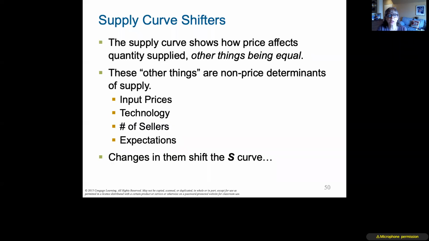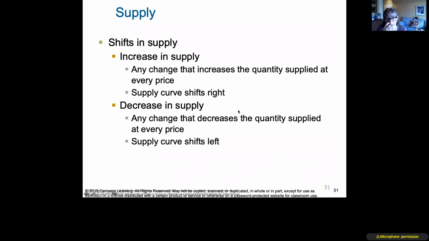So when we start to look at this, we're starting to think about things like, as we shift the supply curve, what can possibly increase the supply? So any change that increases the quantity supplied at every single price is going to shift the curve to the right. Any decrease in supply, that means any change that decreases the quantity supplied at every price, is going to shift the supply curve to the left.